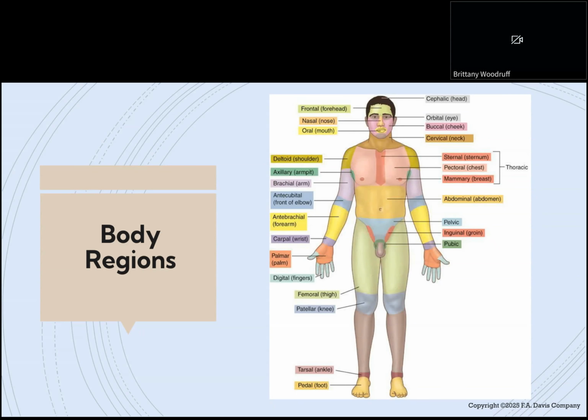Okay. Orbital. Orbital region is your eye. It can also be called your optic region. So orbital, optic. Oh, right, I need to restart this so that it stops delaying. Okay. So frontal, oral, orbital.